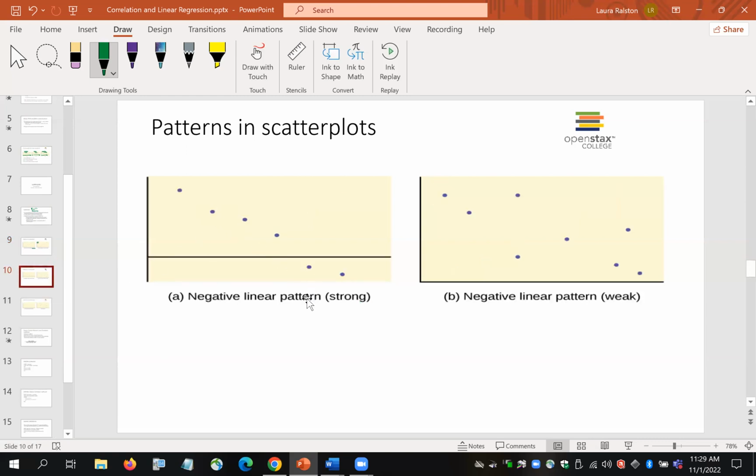You could have a negative pattern. Again, negative because it goes down as you move left to right. This one would be somewhat of a strong pattern because the dots appear almost to be in a perfect straight line. The one on the right, you have just random dots. It does appear to go down as you move left to right. We could probably imagine a line going through some of those points, but because they're so scattered, we would consider the relationship weak.